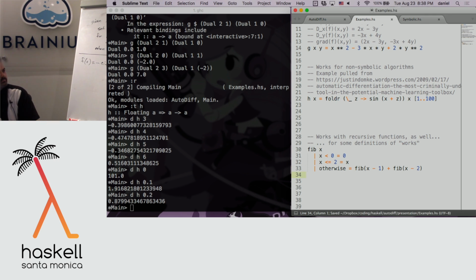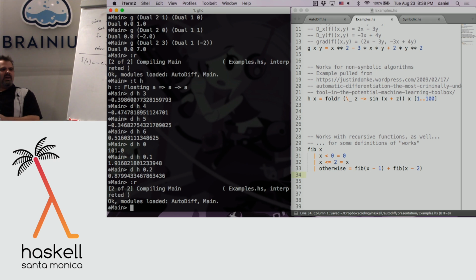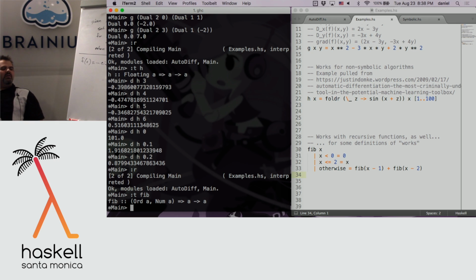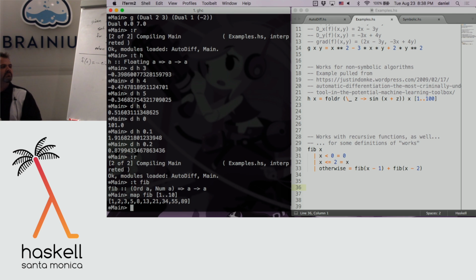So let's look at that. Okay, so everything loaded. Let's look at the type of fib. So Ord a. That's why I have Ord in there. Or maybe I have Ord in here because of this. Anyway, a to a. And let's actually look at, let's map fib over 0 to 10. So we get, okay, it doesn't start out right. It should be 1, 1, 2, 3, you know. But eventually we start getting the Fibonacci numbers from this. Okay?